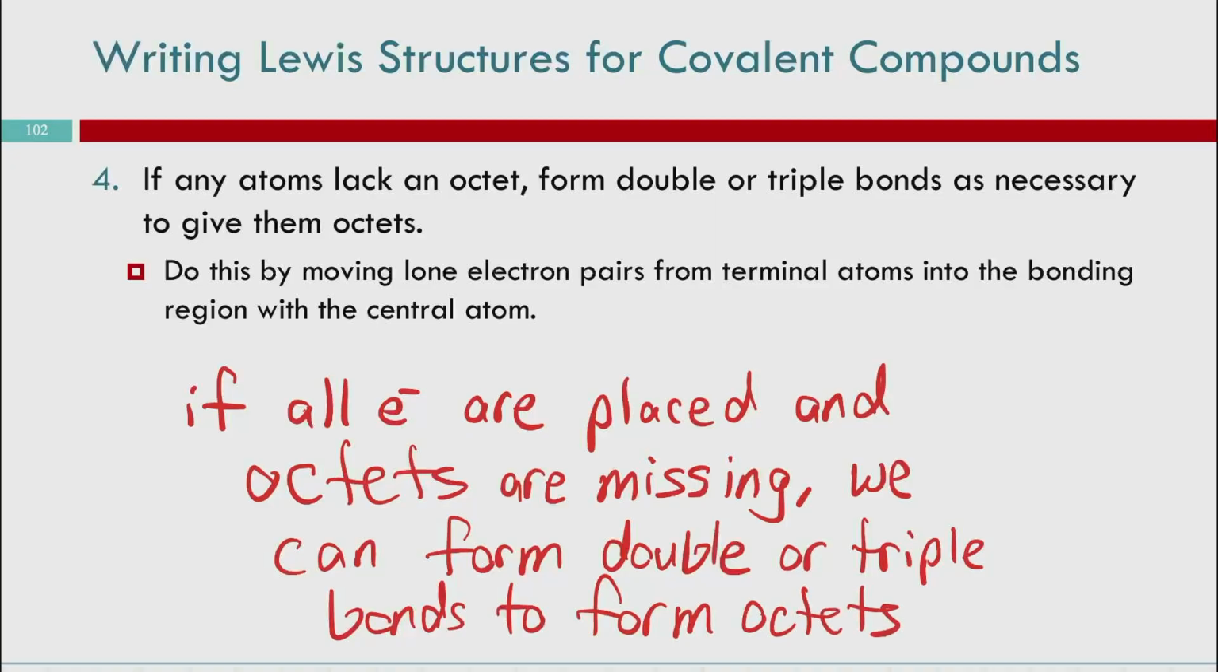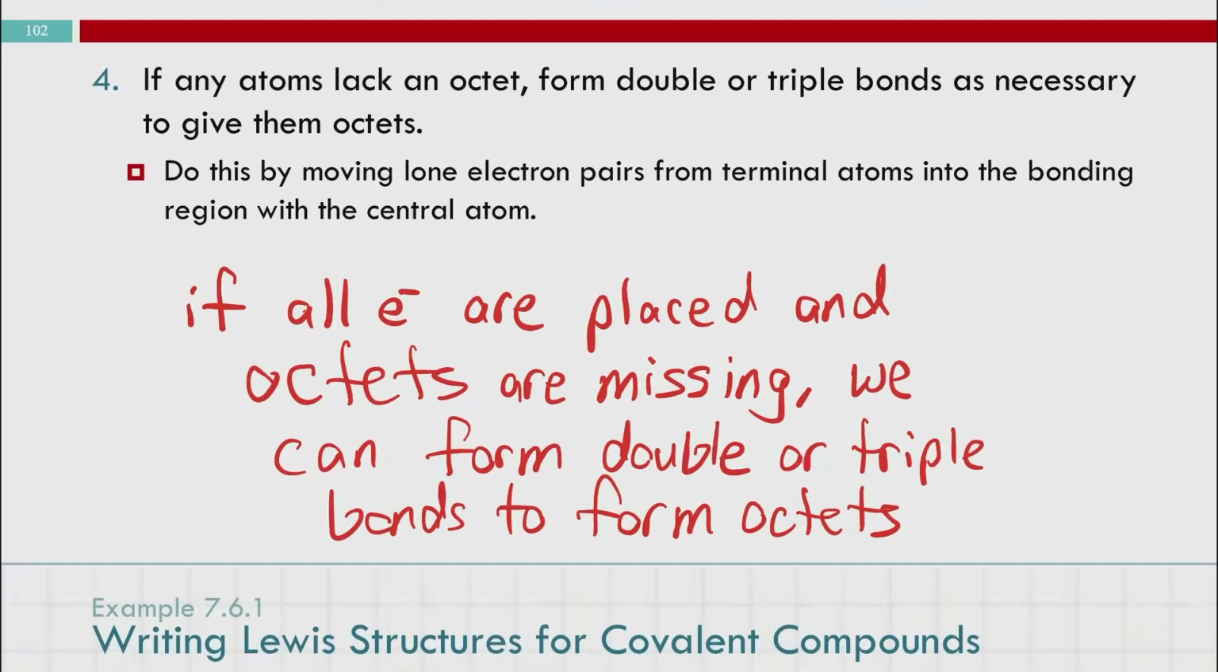We will see examples of these. So the way that we would do that is we would move lone electron pairs from our terminal atoms, pop those in to be bonding pairs with our central atom.